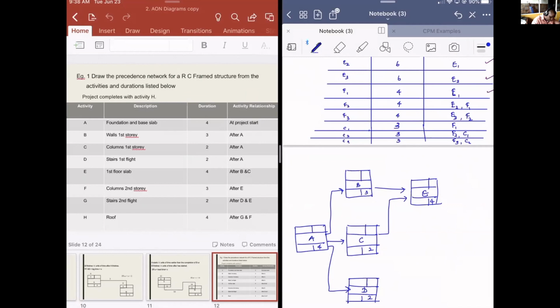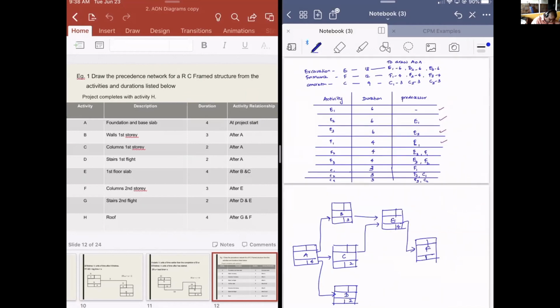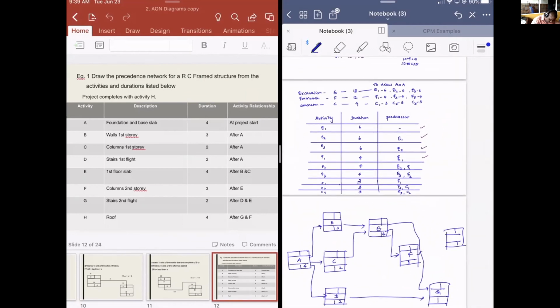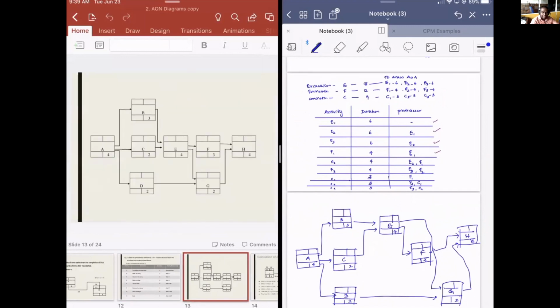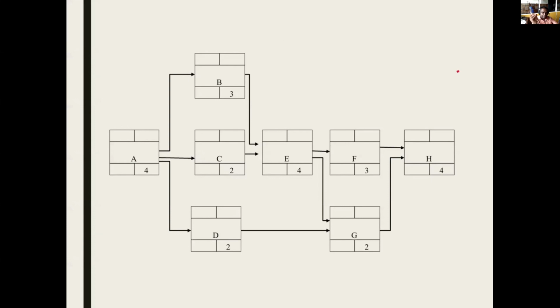F should be after E. G should be after D and E. H should be after G and F. F should be something like this. F G duration is 3. Here it can be drawn in a nice way like this. So you can draw in whatever form you want. It's the same way. What I asked you to draw is basically this diagram that I have drawn for you. So the network diagram is there.